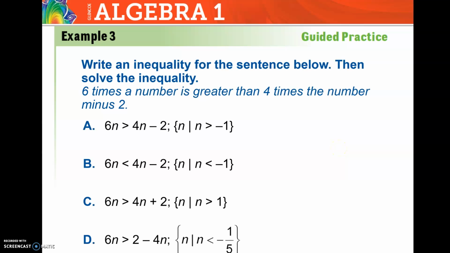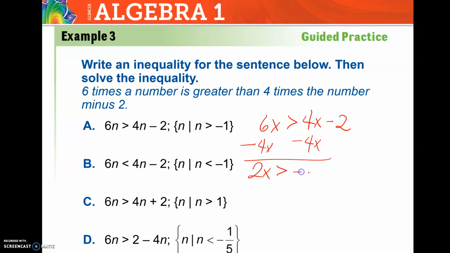Okay, let's look at one more. 6 times a number is greater than 4 times the number minus 2. So I've got variables on both sides. I'm going to move the variables to the left since that's the proper form we want. Subtract 4x. So 2x is greater than negative 2, and then divide both sides by 2. So x is greater than negative 1. Then I'm going to graph, because again, we're going to have graphing. So negative 1, open circle, arrow going right.